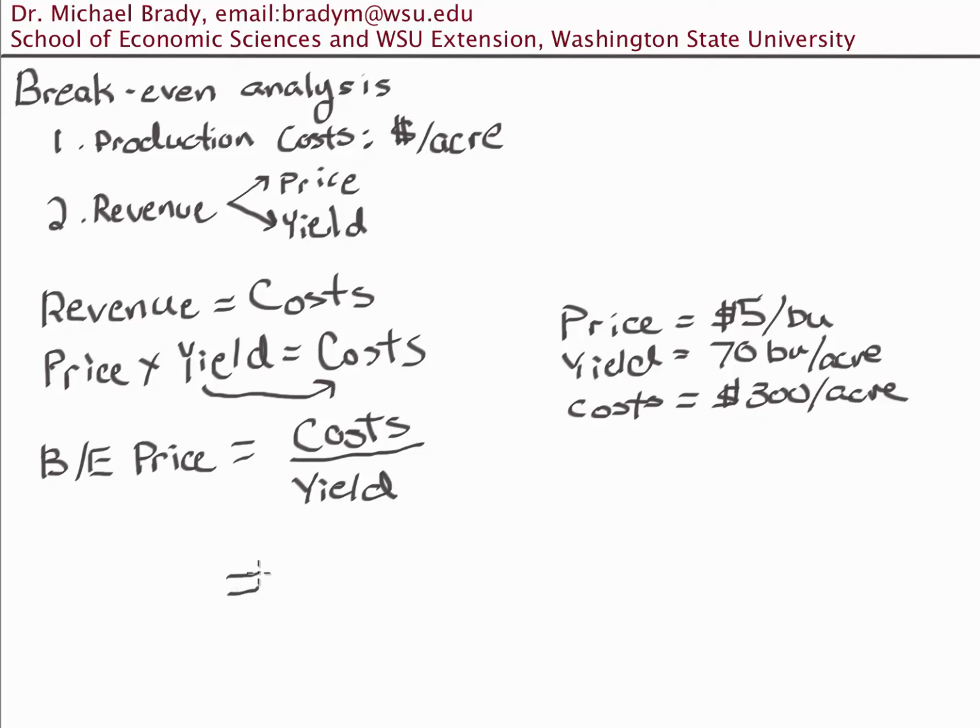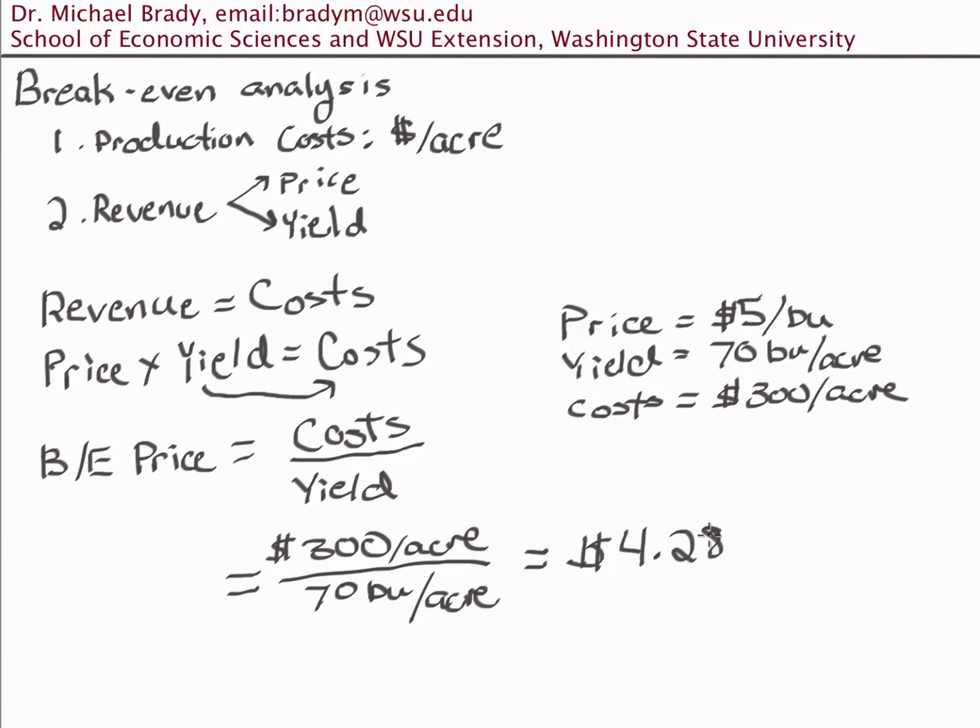And then to use our actual examples, it's $300 per acre divided by our yield, which is 70 bushel per acre. And if you calculate that value, you should get $4.28 per bushel. Notice that the acres here cancel, so you're left with dollars and bushel. Okay, and so that is your break-even price.